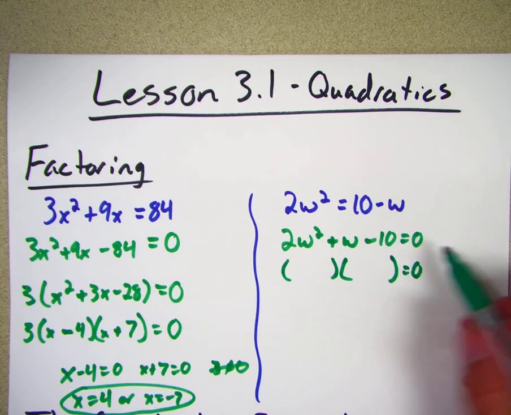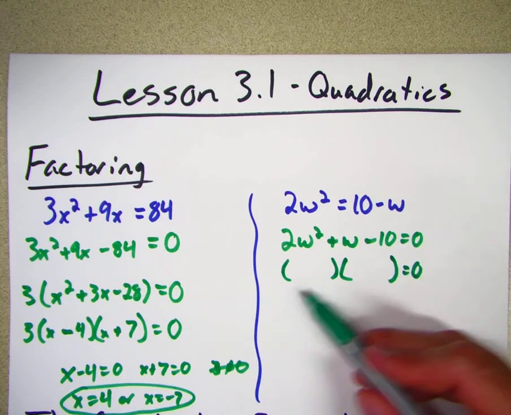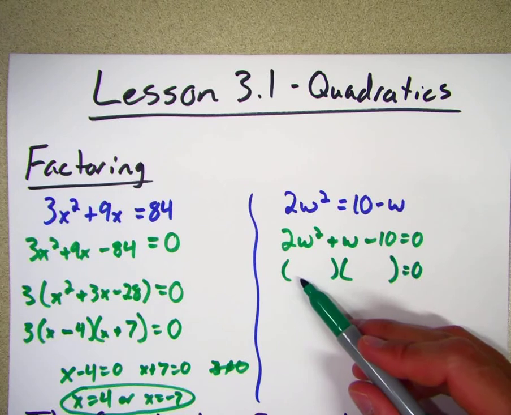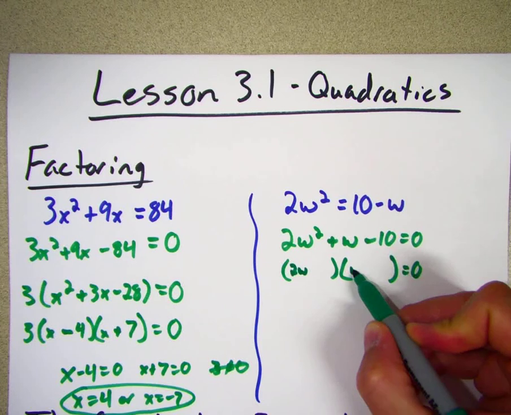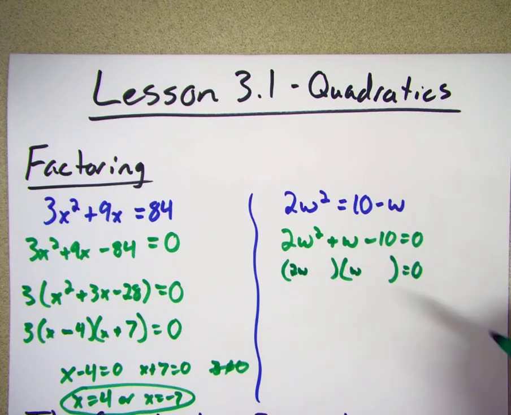So I'm going to start with that structure. Now I could do a little bit of a guess and check to get this. I know that 2w times w would give me 2w squared. Again, my first terms should multiply to make my first term of the original.